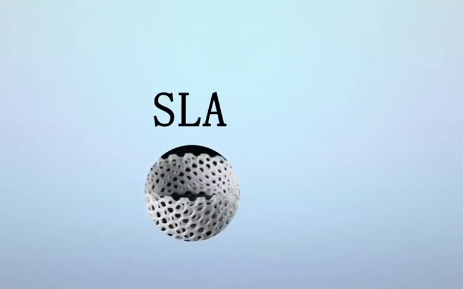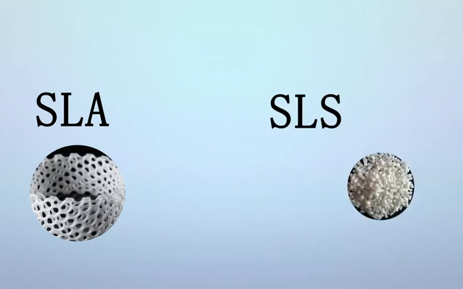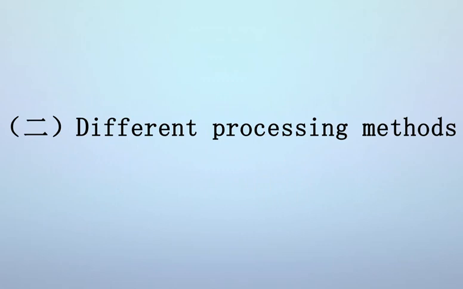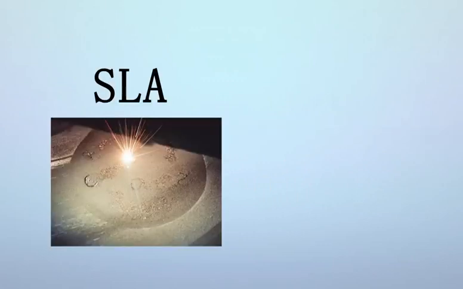The difference between stereolithography SLA and selective laser sintering SLS. 1. Different materials. SLA material is photosensitive resin. SLS is mainly nylon, ABS, nylon plus glass fiber. 2. Different processing methods.